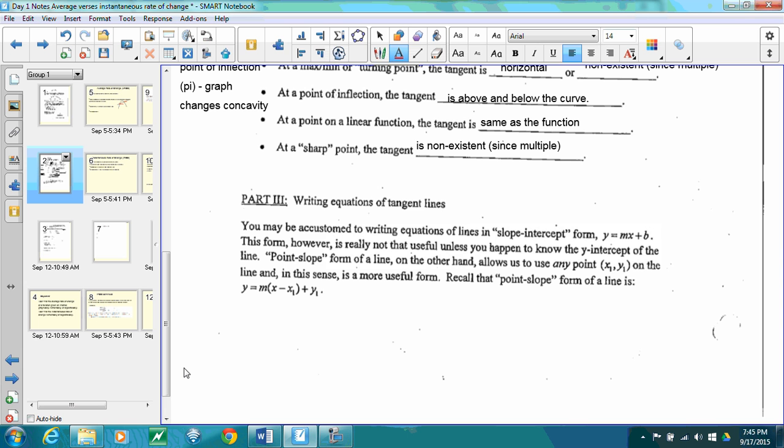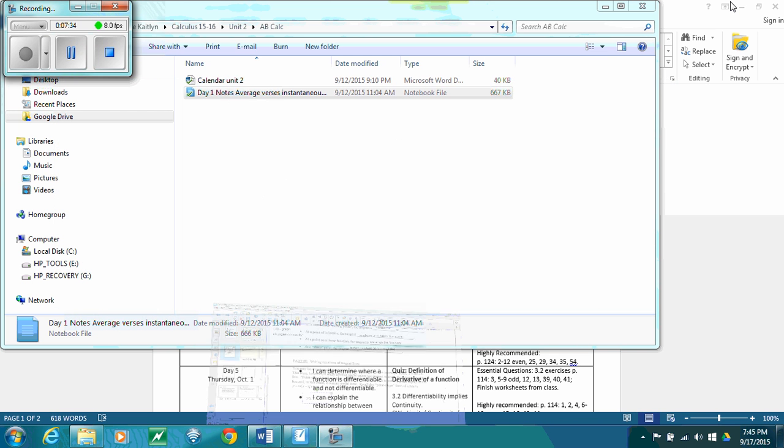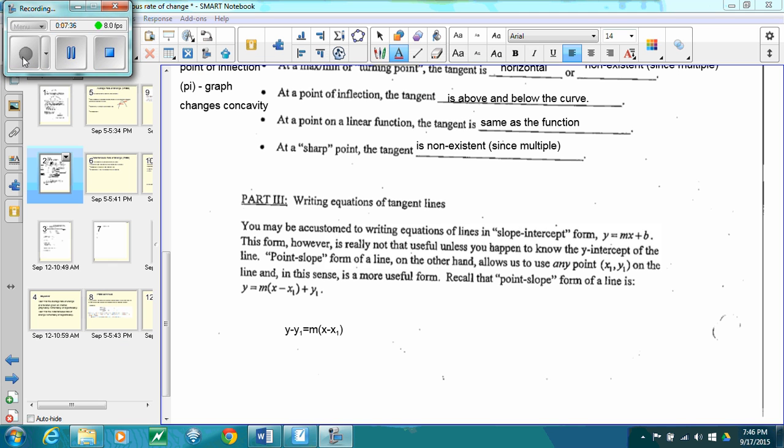So we're going to mostly write equations of tangent lines in point slope form. And this is the equation for point slope form. In Algebra 1 or Algebra 2, you might have written it more like this, and the ones are a little subscript. So I fixed it here as a subscript.